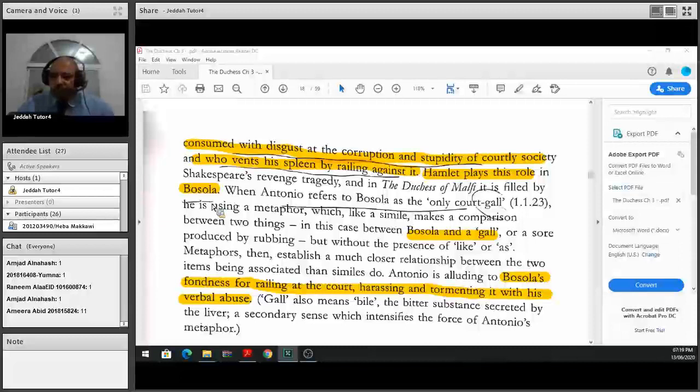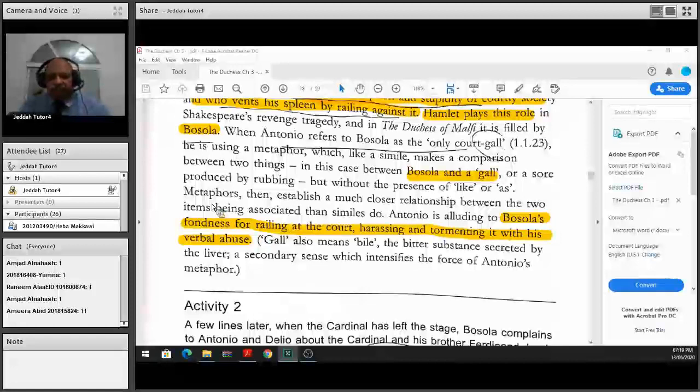To the extent that Antonio is referring to Bosola as a court gall. A gall is more or less like a sore that you have. The body is sick, sometimes you have sores all over, and he happens to be one of them. Whether Antonio is talking about Bosola in a positive sense here or negative, most likely he is referring to the fact that he is one of the sores himself. He is one of the issues with the body.